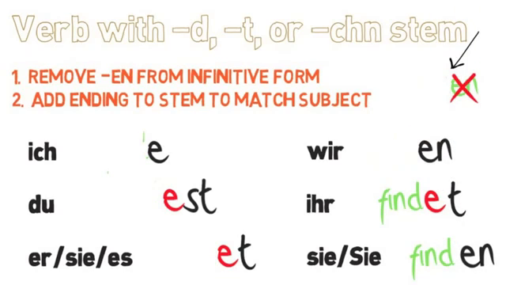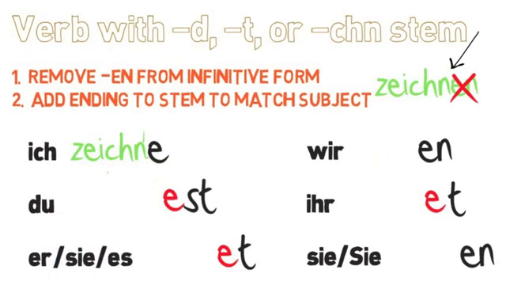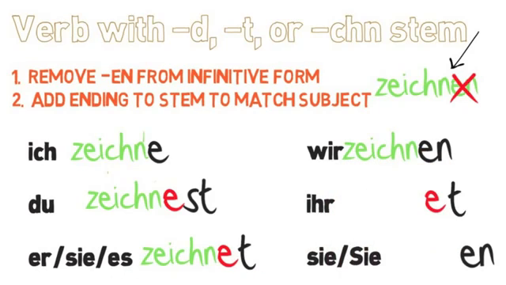The same concept would apply with a different verb, such as zeichnen, which means to draw. We'll need that e adapter to get the st and t endings on the verb correctly, because zeichnst and zeichnt are impossible to say. Zeichnest and zeichnet are pronounceable.